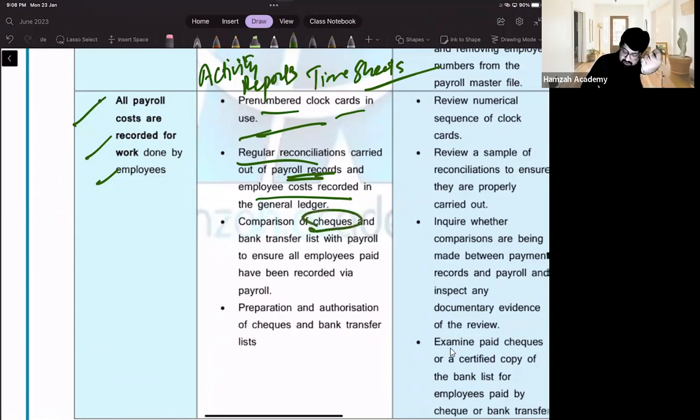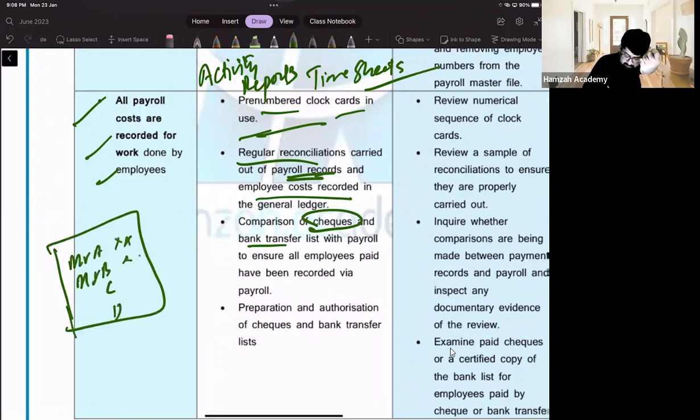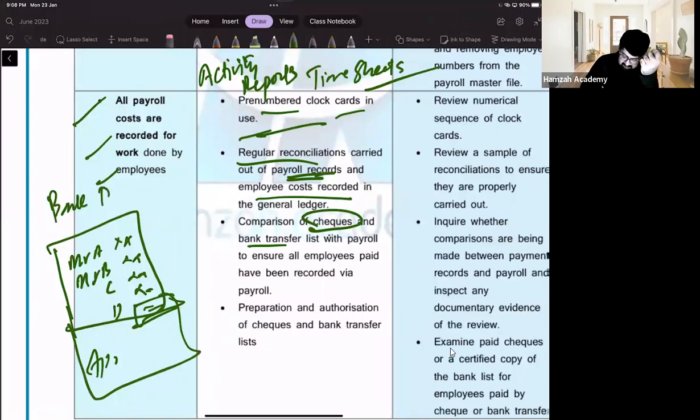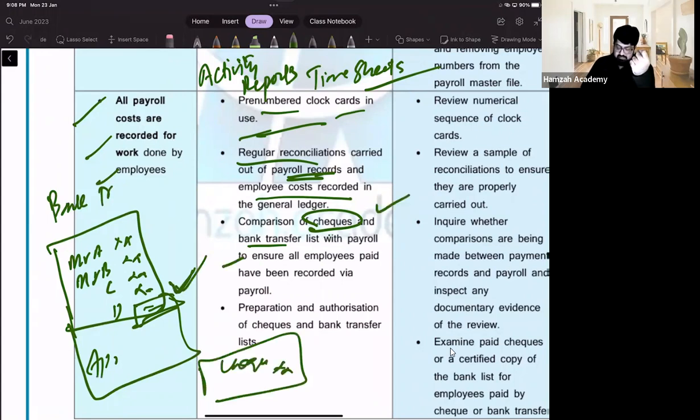Checks issued. And what is the bank transfer list? The bank transfer list is that Mr. A, employee, Mr. B, C, D, total salary, approved. This is the bank transfer list. So what is the amount here and what is the amount on the check? Compare. And then record the check through the payroll cost. The same has been recorded.